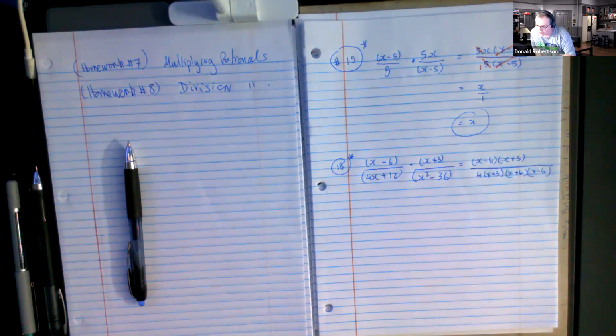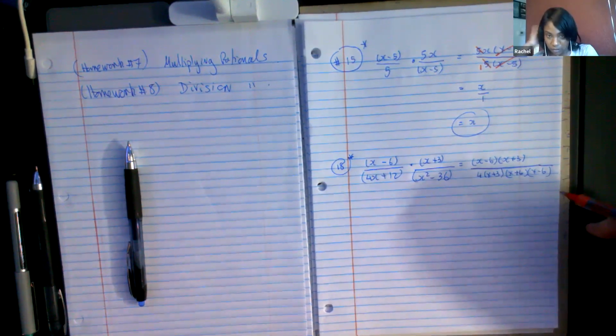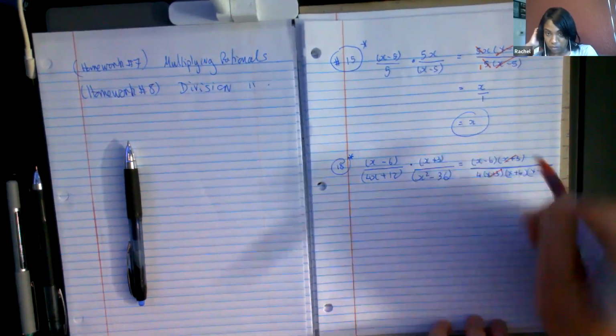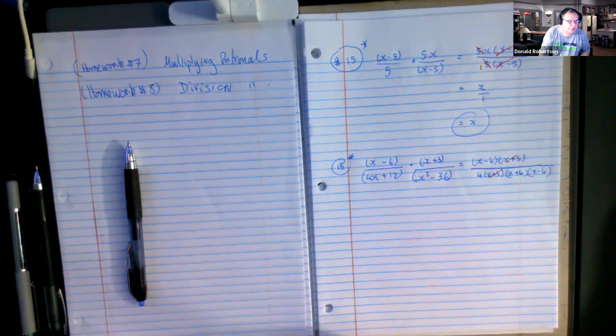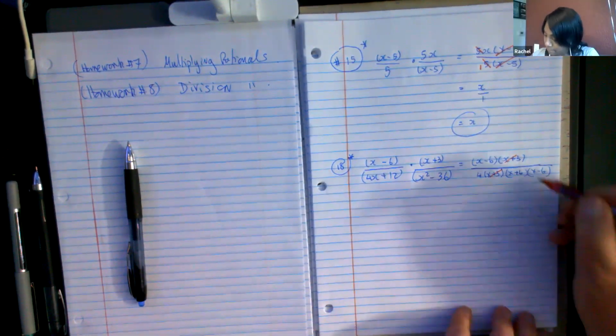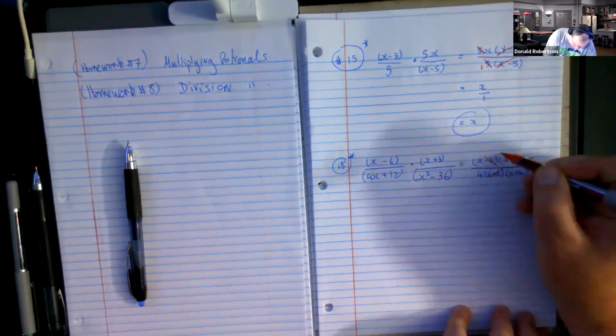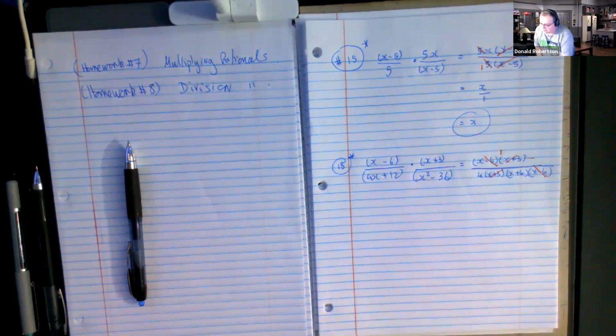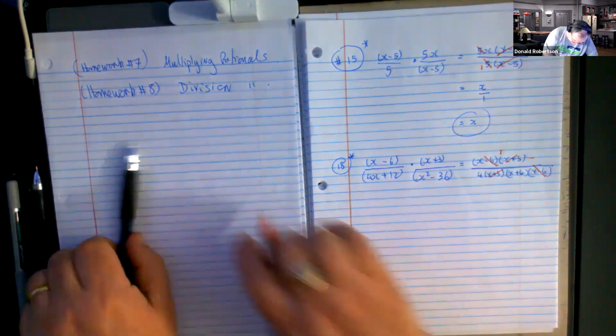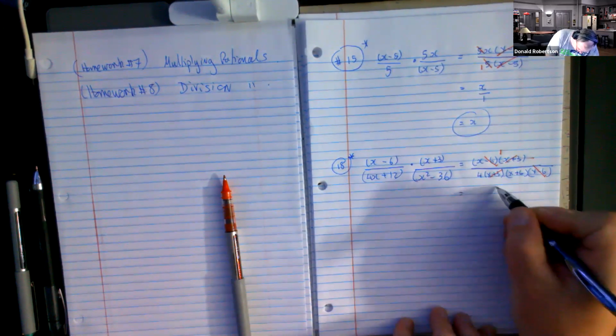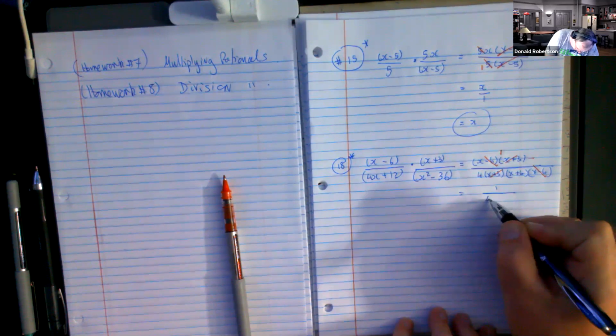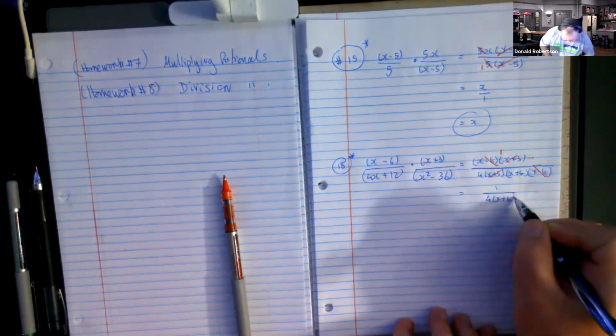This gets cancelled with that. Okay, anything at the top that cancels with anything on the bottom? x plus 3. Is there anything else that we can cancel? x minus 6. Now, everything on the top's gone, so we put a little 1 there, right? So now what we're left with is a 1 on the top and 4 lots of (x add 6) in the bottom.